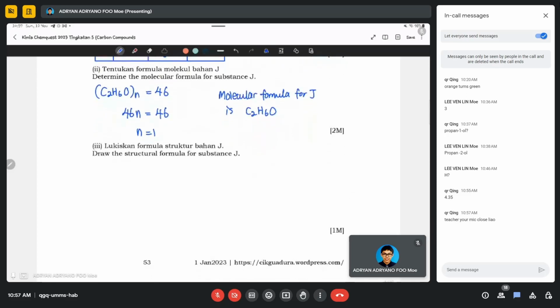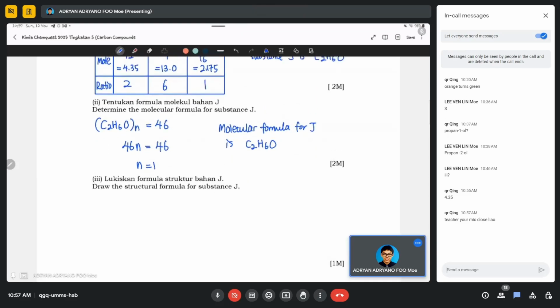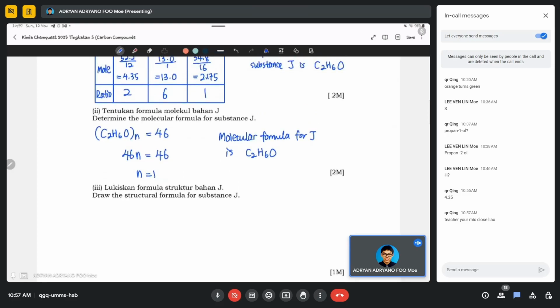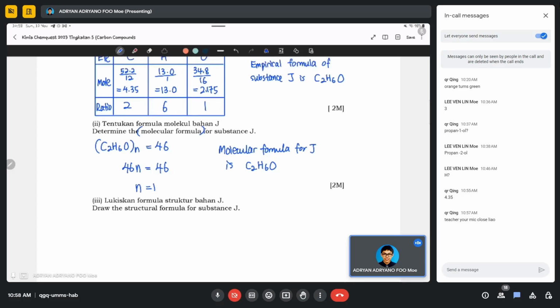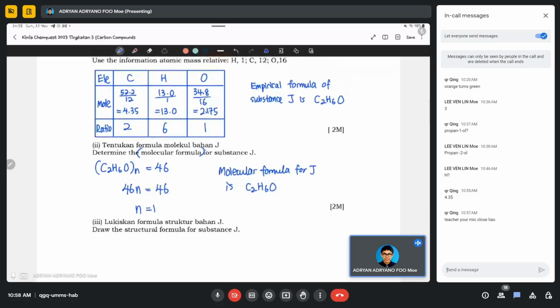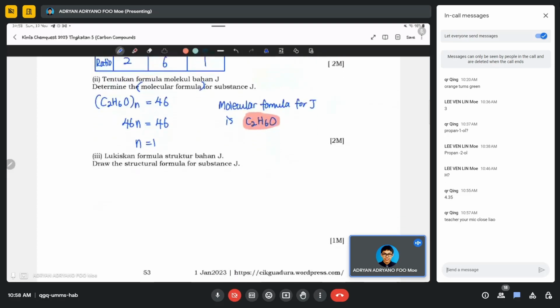Okay, many students cannot do this here. Why? Sorry, I forgot to turn on my mic. Okay, sorry, now I want to find the molecular formula. So for the molecular formula, we found out that the number N equals 1. So meaning that your molecular formula and your empirical formula are the same. No difference. It's the same. C2H6O, C2H6O. Okay. Draw the structural formula for substance J.